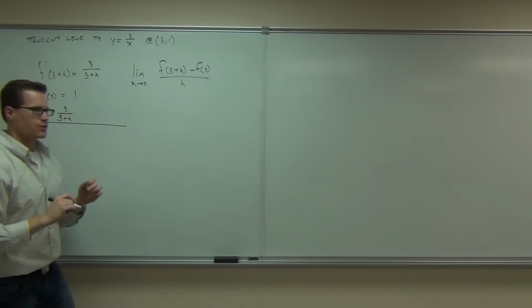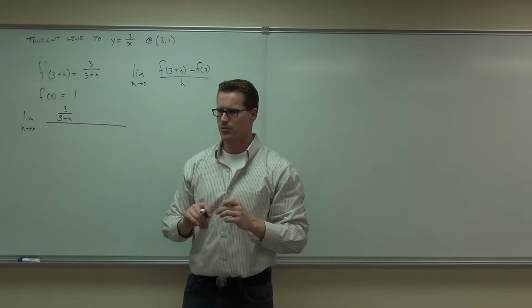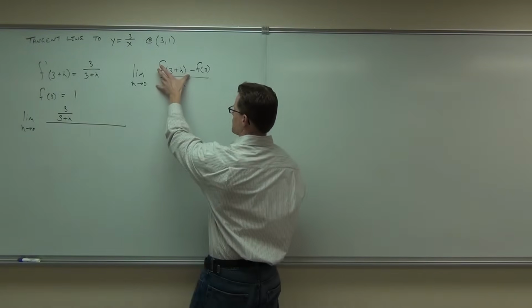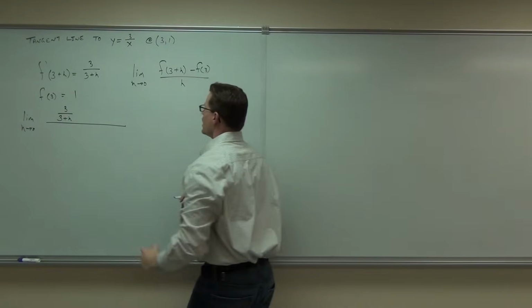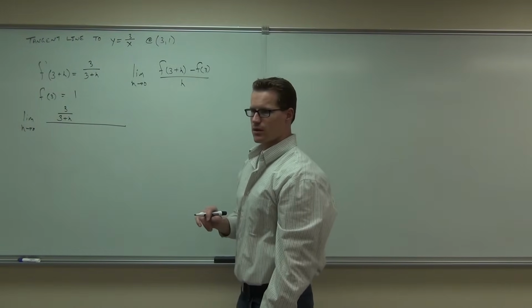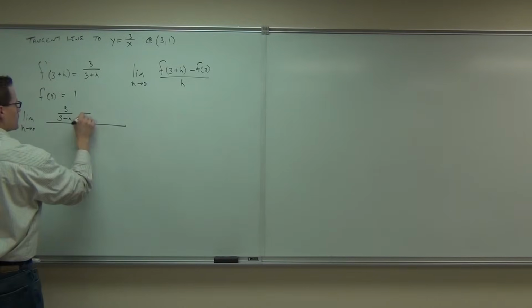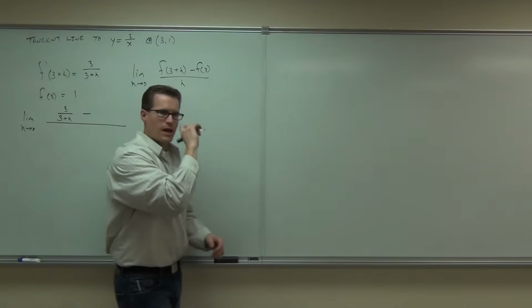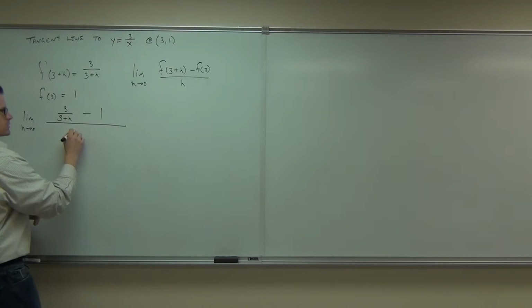Are you okay on the 3 over 3 plus h? Yes, no, you see where that's coming from? So instead of f of 3 plus h, I have, well, what that equals, 3 over 3 plus h. Then am I going to have a plus or minus? What do you think? Yeah, the formula says minus. Minus how much? 1. Yeah, f of 3 is 1. All over what, folks? And don't forget that h.